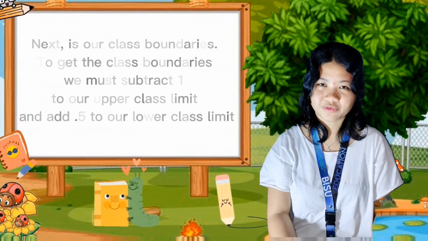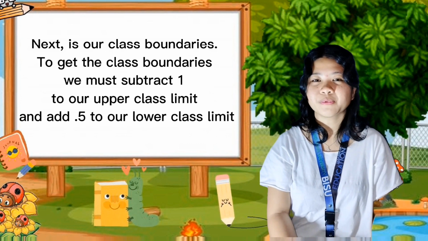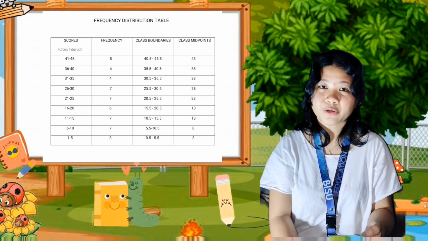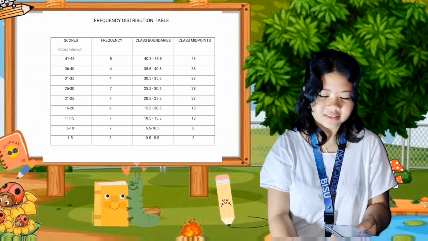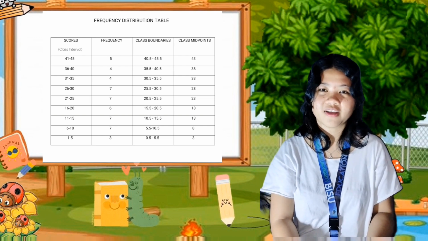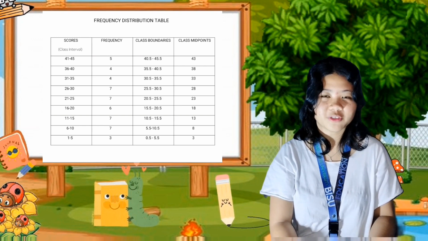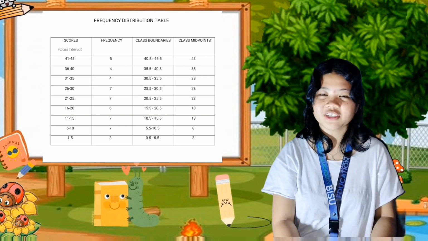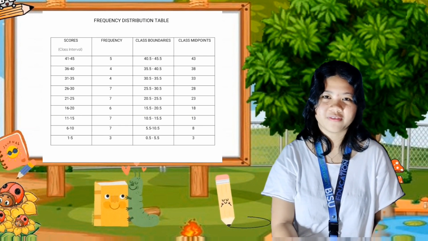Next is our class boundaries. To get the class boundaries, we must subtract 0.5 from our lower class limit and add 0.5 to our upper class limit. 0.5 to 5.5, 5.5 to 10.5, 10.5 to 15.5, 15.5 to 20.5, 20.5 to 25.5, 25.5 to 30.5, 30.5 to 35.5, 35.5 to 40.5, 40.5 to 45.5.